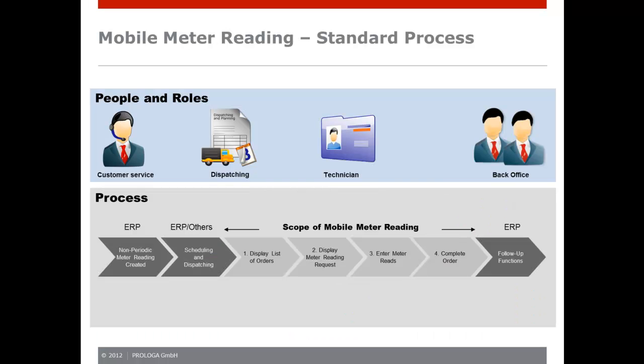The standard meter reading process fetches the meter reading orders from the backend system in order to display them on the mobile device for the field staff, who then can complete his work accordingly. But the mobile worker should also be able to check the customer's account balances when being on site. So in our mobile app, we add this functionality to the standard process.